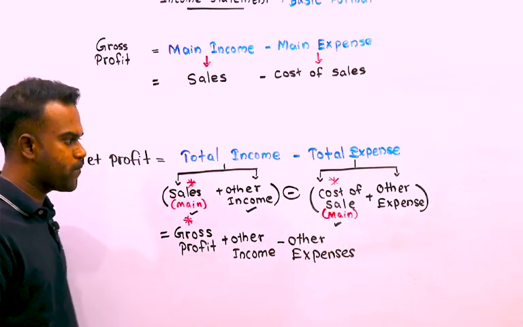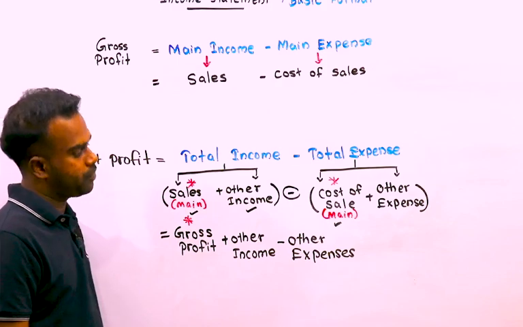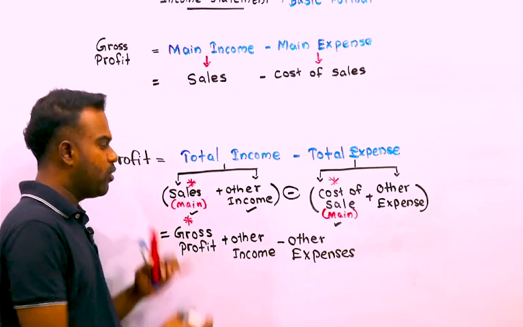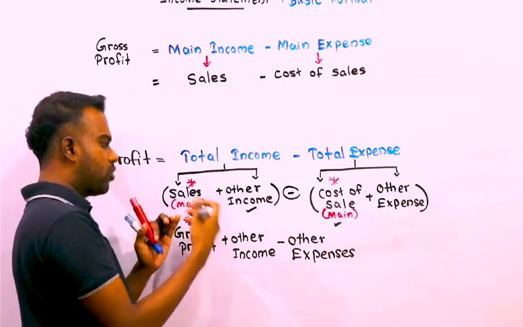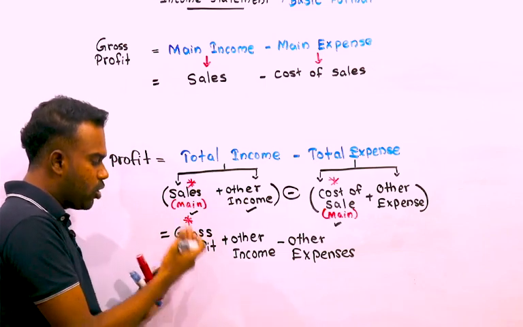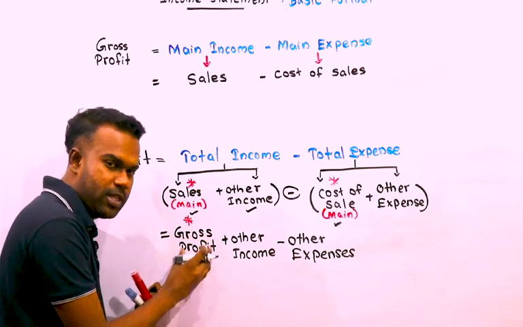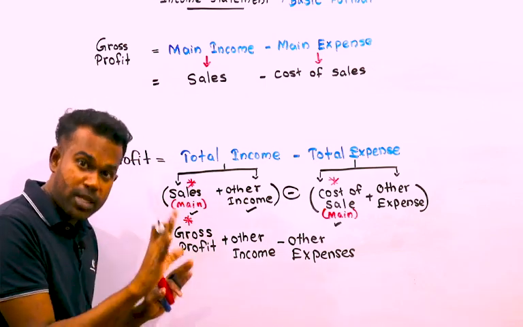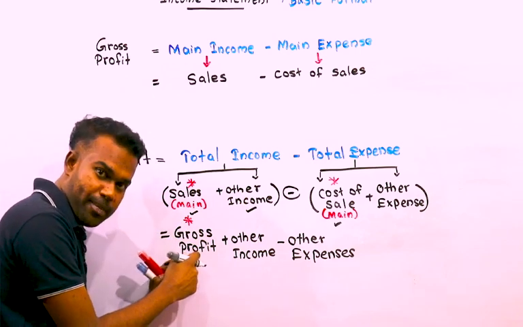Therefore, right, we can write down instead of these two, main cost, main expense, gross profit. Gross profit means which includes main incomes and main expenses, right? Which includes main income and main expense.